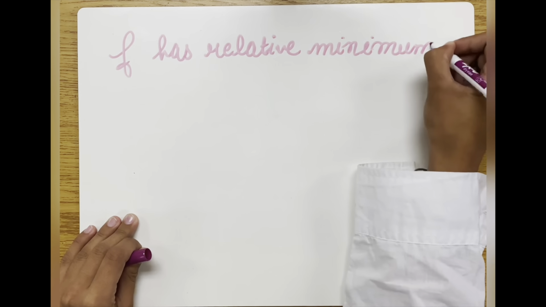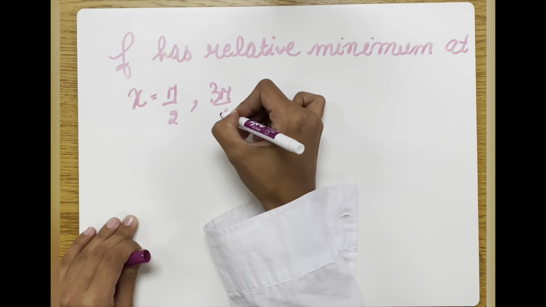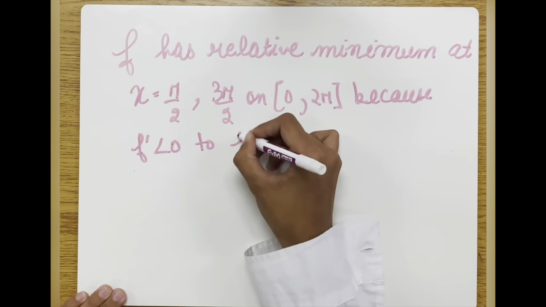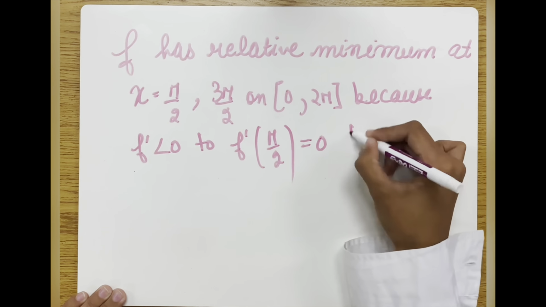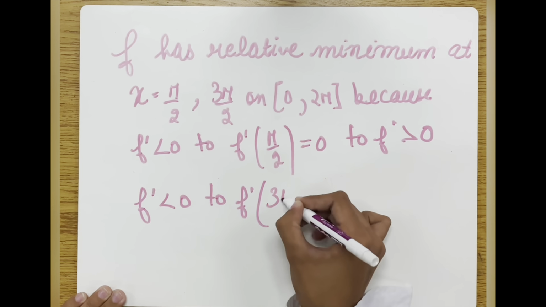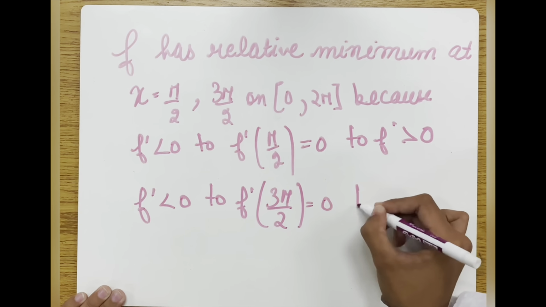f has a relative minimum at x equals pi over 2 and 3 pi over 2 on the interval of 0 to 2 pi, because f prime is less than 0 to f prime of pi over 2 equals 0 to f prime is greater than 0. And f prime is less than 0 to f prime of 3 pi over 2 equals 0 to f prime greater than 0.